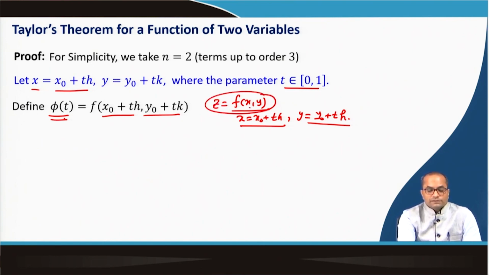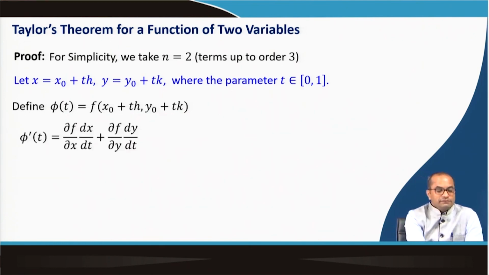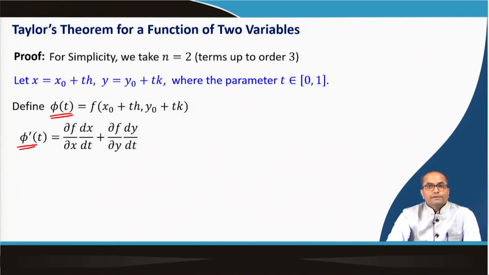So at the end, f is a composite function of t, since f is a function of x and y, and x is a function of t and y is a function of t. We know the formula for the derivative, that is phi prime t. Directly, using the chain rule which we discussed in the previous lecture, that will be del f over del x and dx over dt, plus del f over del y and dy over dt.